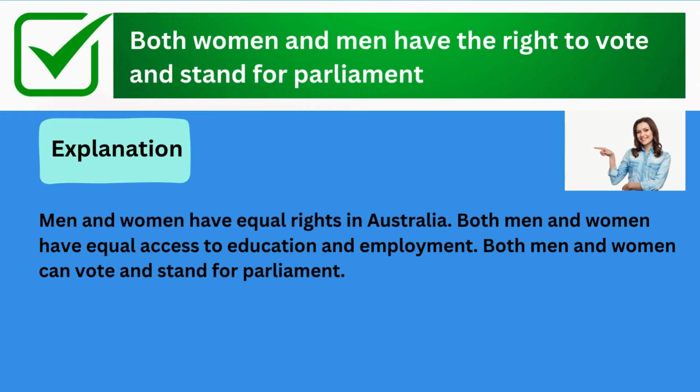The correct answer is both women and men have the right to vote and stand for parliament. Explanation: men and women have equal rights in Australia. Both men and women have equal access to education and employment. Both men and women can vote and stand for parliament.